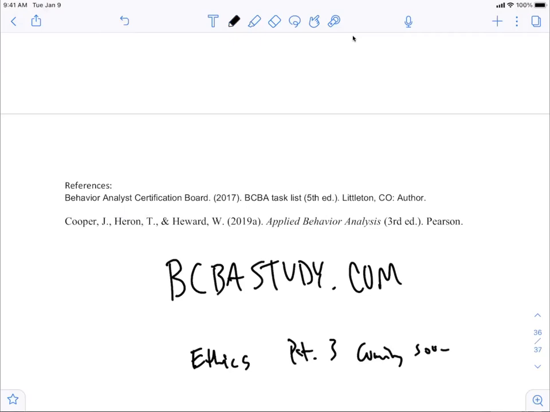Pass rate can be intimidating. The exam can be intimidating. Okay, but you can do it, right? You just have to put the time and the effort in. There's no other way around it except hard work.